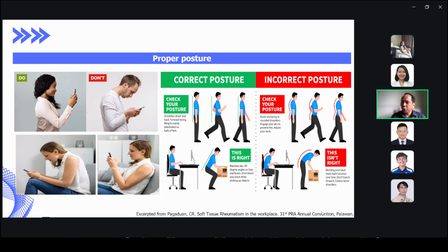So correct posture when walking, correct posture when sitting at your computer or desk. The screen should be at eye level, and your elbows should also stay in a neutral position. And correct position when lifting an object.